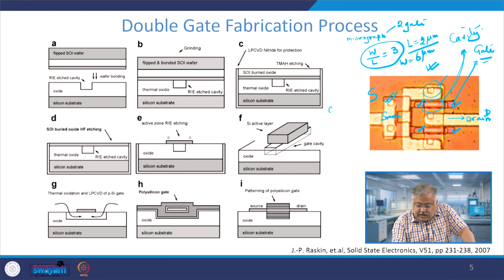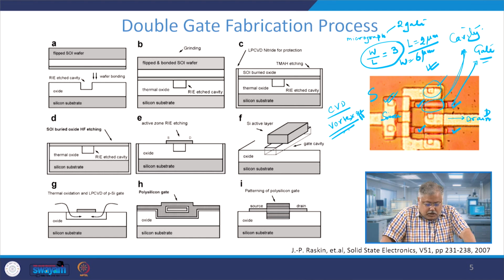When you do a CVD, there is a problem known as a vortex effect. In order to reduce the vortex effect, which basically means how the chemical vapor is deposited because of the vortex, which is not a good idea, we try to create these cavities which will reduce the vortex effect.